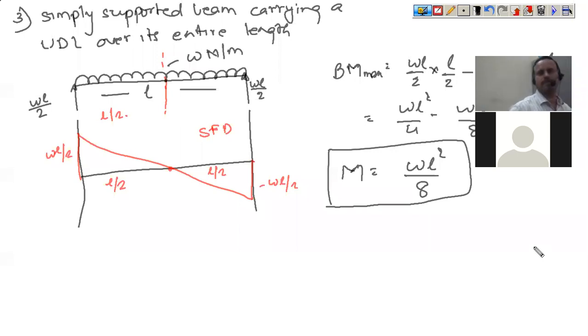Yes, sir. So these are three standard cases, and for all other instances, you need to find out the maximum bending moment.